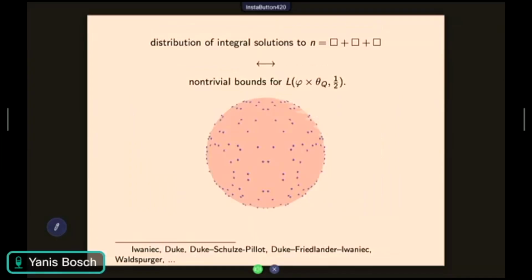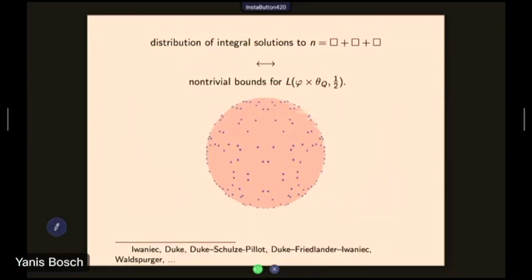And so the question is, do these things equidistribute, or do they behave more badly as the number n goes to infinity? This is a question that was understood in works of Iwaniec, Duke and many others, and it eventually boiled down to a bound for an L function.